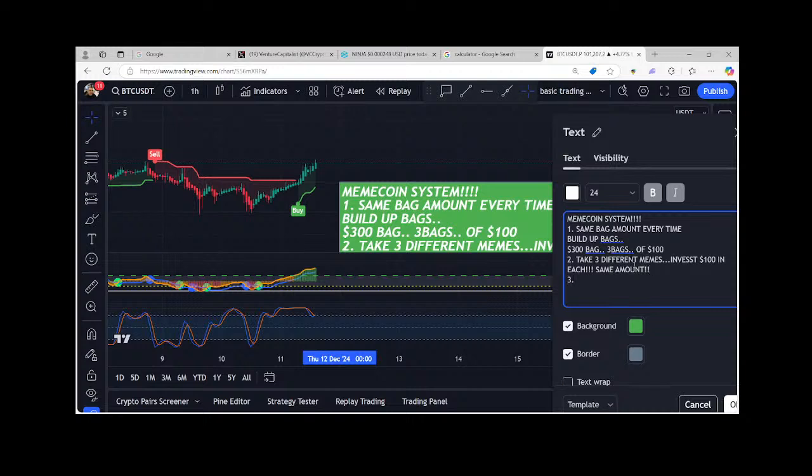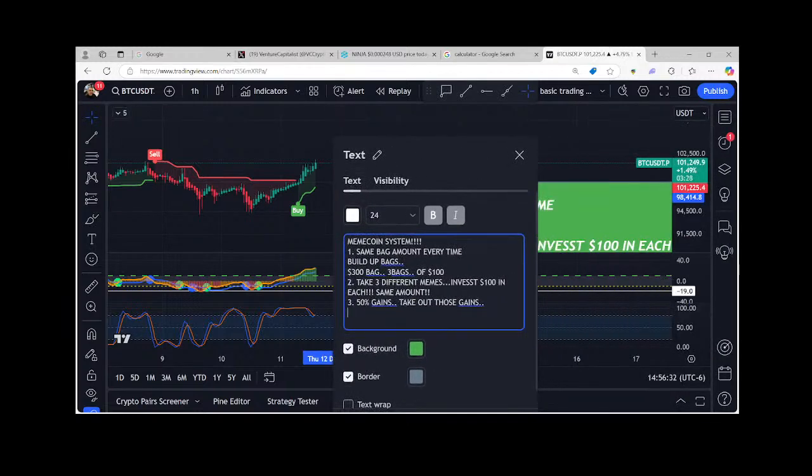Step 3 is very simple. You want to take profits when you get into the levels of 50% gains. You want to take out those gains, right? And essentially what you're doing there is saving yourself a scenario where you're just recouping the money that you're putting in so that you can continue to play this game, which is just the law of average, right?